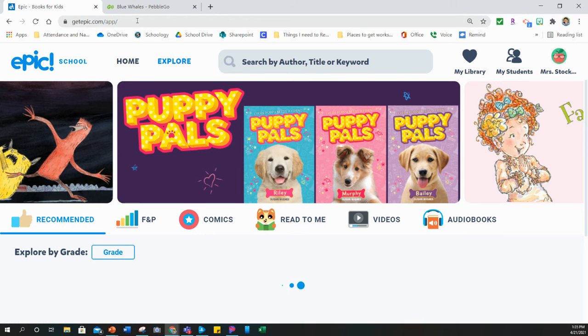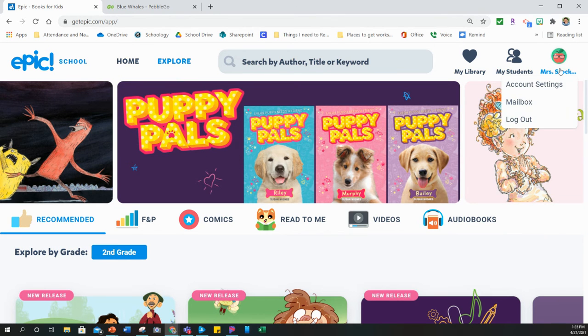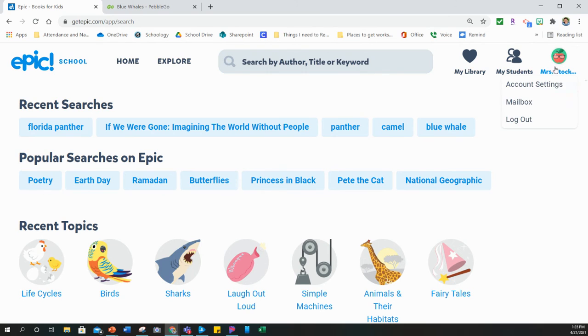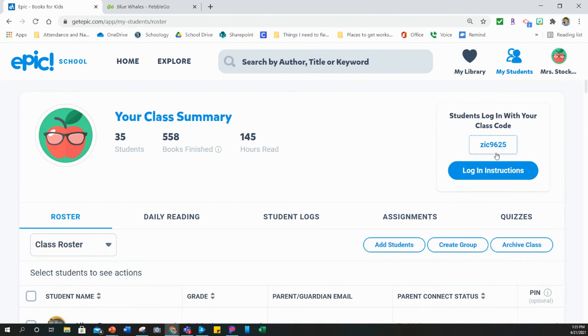Now, PebbleGo is one option, so let's see if I can get into Get Epic. I'm going to go to getepic.com. Once I log into Get Epic, remember for Child's View, you're going to use the password ZIC9625. If you're using this after 4 o'clock, you have to have a parent connected to the account. That means a parent email. It's free with a parent email for an extra 2 hours after school. And then after that, you have to purchase it. So if you can't get into Get Epic, PebbleGo would be your way to go.